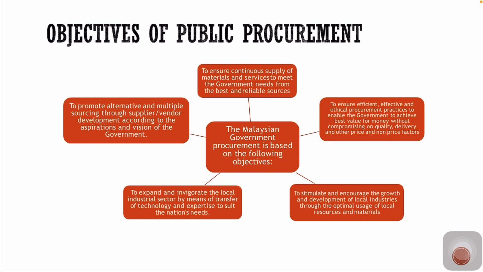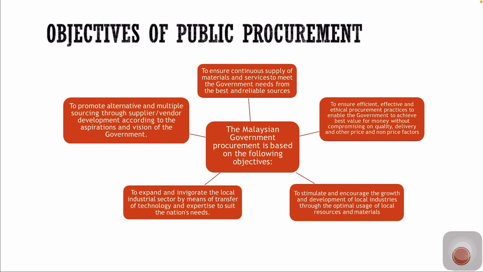Next objective, number 3, is to stimulate and encourage the growth and also development of local industries through the optimal usage of local resources and materials. So basically, kerajaan juga perlu menyokong industri tempatan sebab kita dah kata best value for money. So tanpa melihat kepada brand, kita perlu melihat kepada kualiti dan juga harga berpatutan. So for example, kalau ada buatan industri tempatan, dia punya kualiti sama dengan buatan luar negara tapi harga dia lebih reasonable compared to the import product. So the government need to go for the local resources and also materials lah sebab kita kata best value for money.